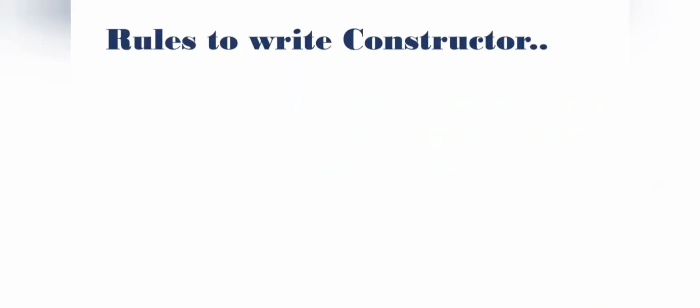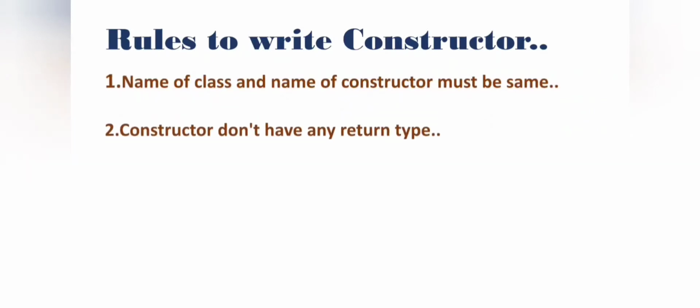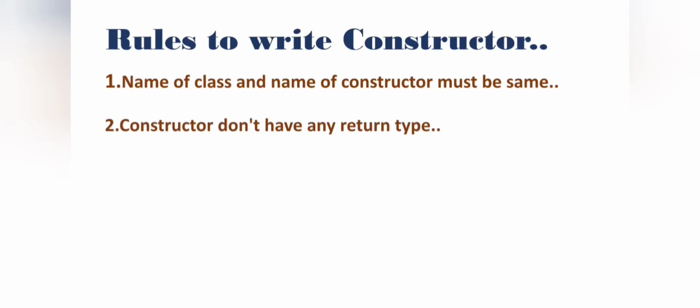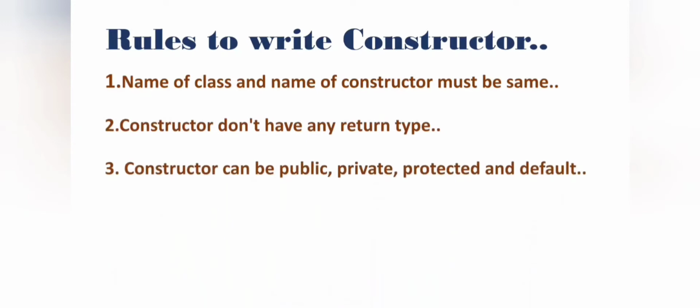Now we are going to see the rules to write a constructor. So first, the name of the class and the name of the constructor must be the same. That means the name of the constructor must match the name of its class. The second point, a constructor doesn't have any return type, and this is the important difference between a method and a constructor. A method compulsorily has a return type, but a constructor doesn't have any return type. Okay. Now the third point, we can use access modifiers for a constructor such as public, private, protected and default. That means a constructor can be public, private, protected or default.